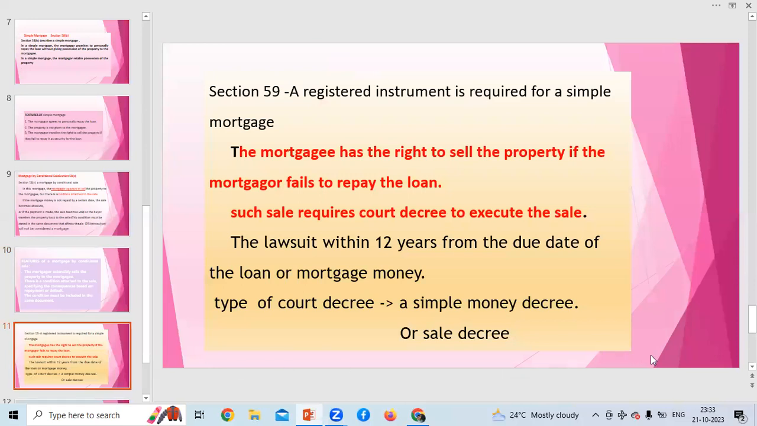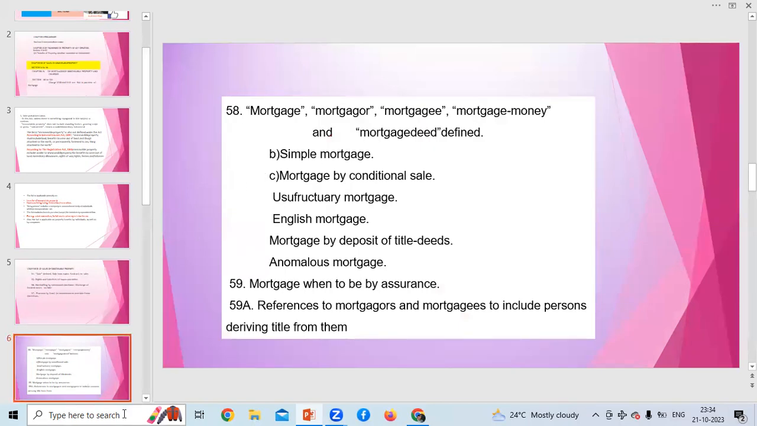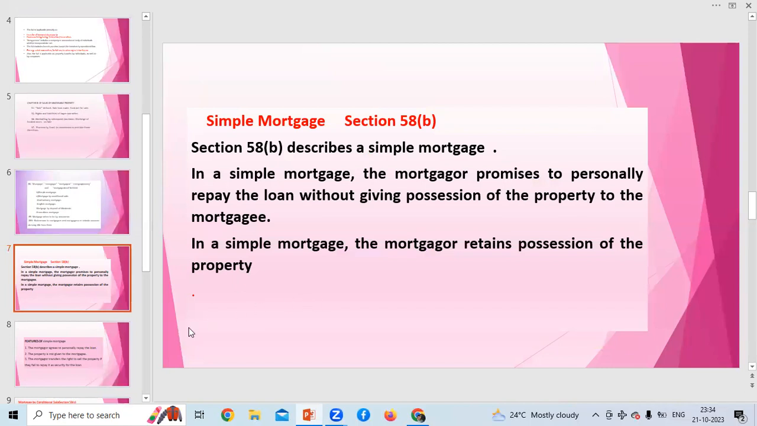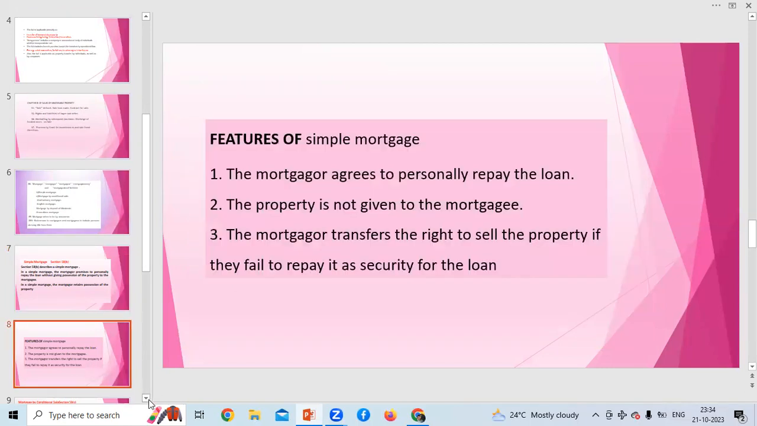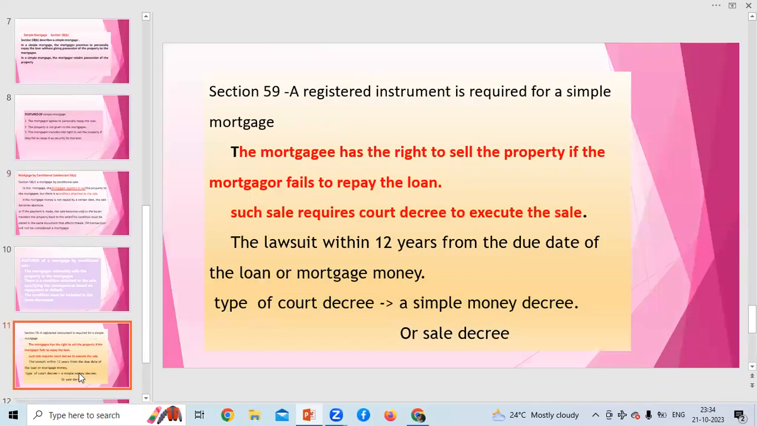Section 59A. A registered instrument is required for simple mortgage. So simple mortgage is 58B, as we have seen here. Section 59A refers to mortgage or mortgages, including persons deriving title from them. What we have just seen is the conditional sale, and under 59A a registered instrument is required for simple mortgage. So the instrument must be registered. This is a condition. Even if it is a 100 rupees transaction, the instrument needs to be registered. This is a must condition for simple mortgage.